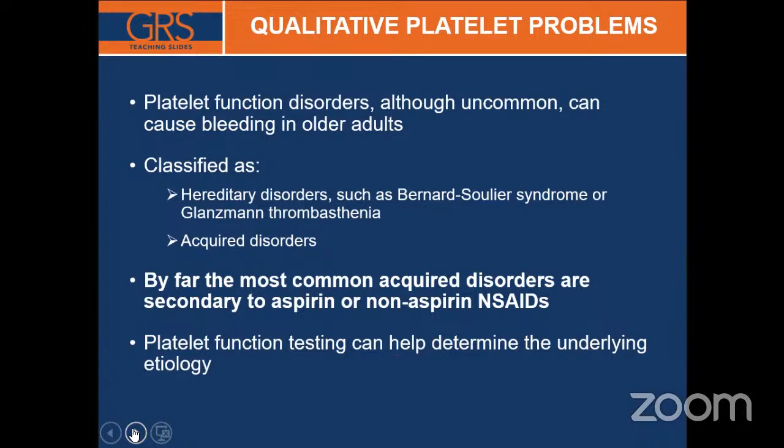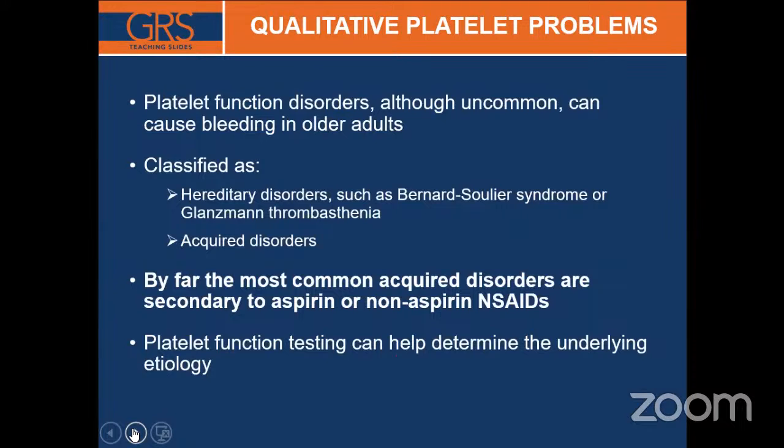There could be hereditary disorders like Bernard-Soulier syndrome or Glanzmann thrombasthenia, if I said that correctly. Basically, when platelets come to clump together, there are receptors, and these receptors link together. When you don't have these receptors, your platelets are not able to link together and they're not able to clump. That's why you have a platelet function disorder.